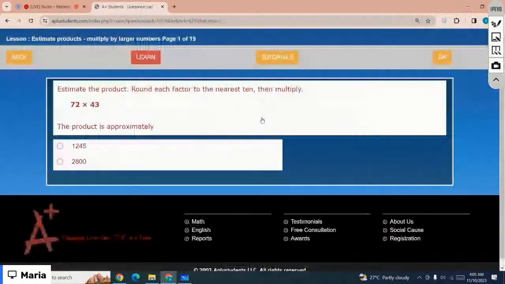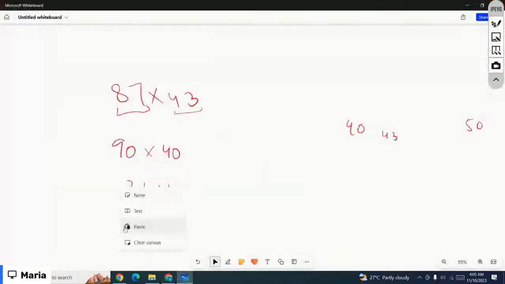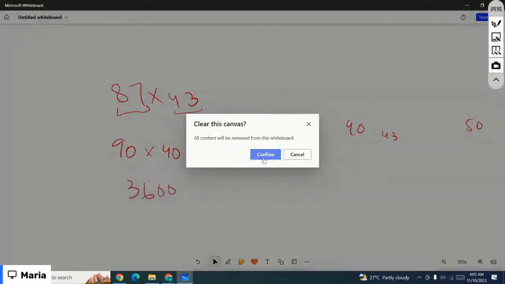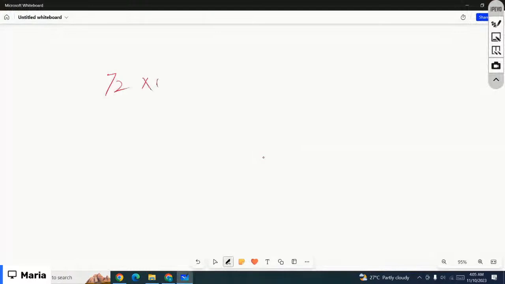Okay, estimate the product, round each number to the nearest 10 and then multiply. So 72 times 43. 72 is just 2 points away from 70, right? So that means 72 is rounded off to 70. Same for 43. 43 is just 3 points away from 40, right? So it would be rounded off to 40. Just multiply the non-zero values. 7 times 4 is 28 and you have two zeros, so just add two zeros, so it would be 2800. Got it? The correct option is 2800.